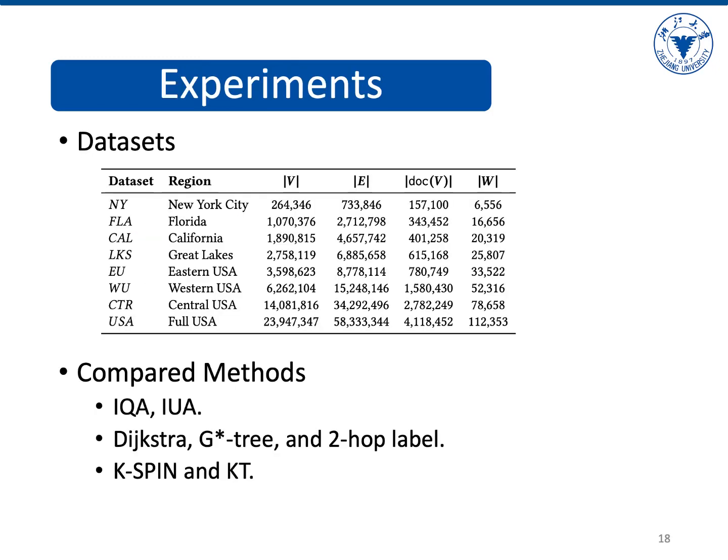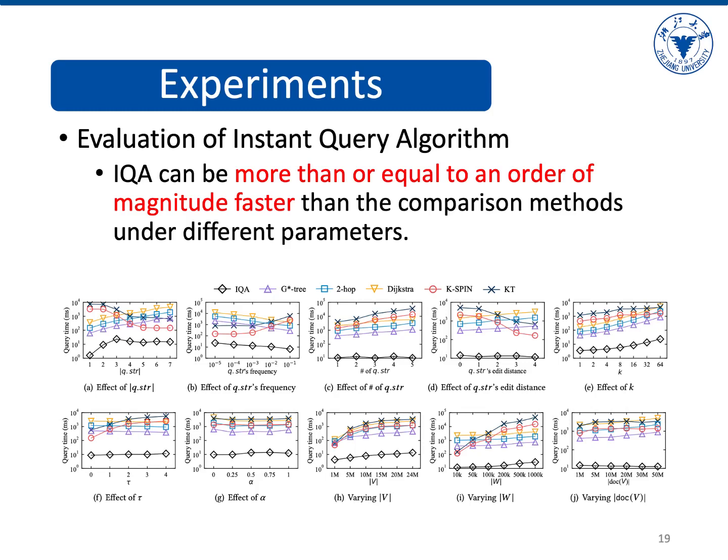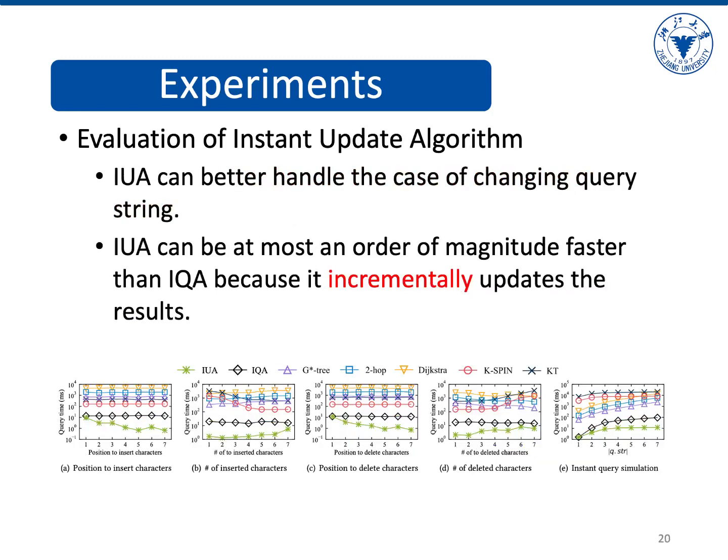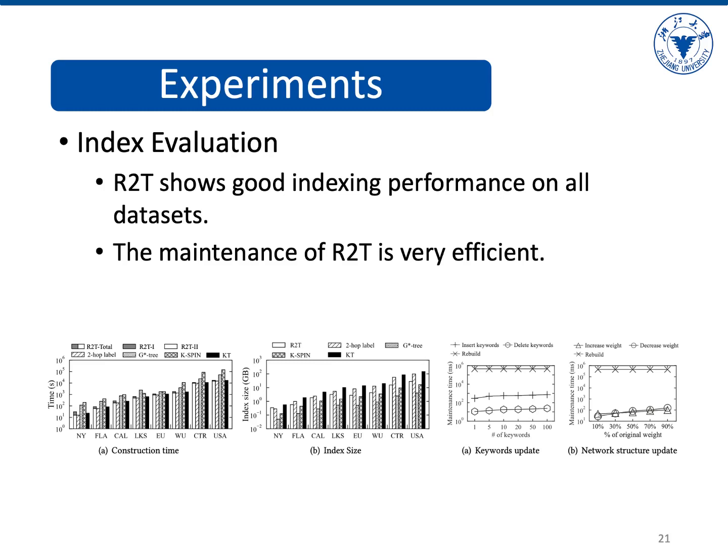Next, we present experimental results for our proposed index and algorithms. In experiments, we use 8 real-world road networks. The table shows the details, and we use 5 methods as baselines. We show the evaluation of the instant query algorithm. IQA can be more than an order of magnitude faster than the comparison methods under different parameters. Next is the evaluation of the instant update algorithm. IUA can better handle the case of changing query string. IUA can be at most an order of magnitude faster than IQA because it incrementally updates the results. We show the index evaluation. R2T shows good indexing performance on all datasets. The maintenance of R2T is very efficient.